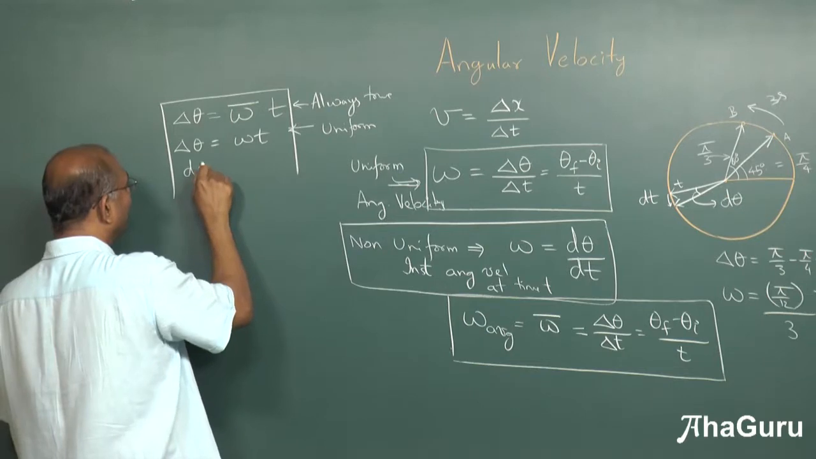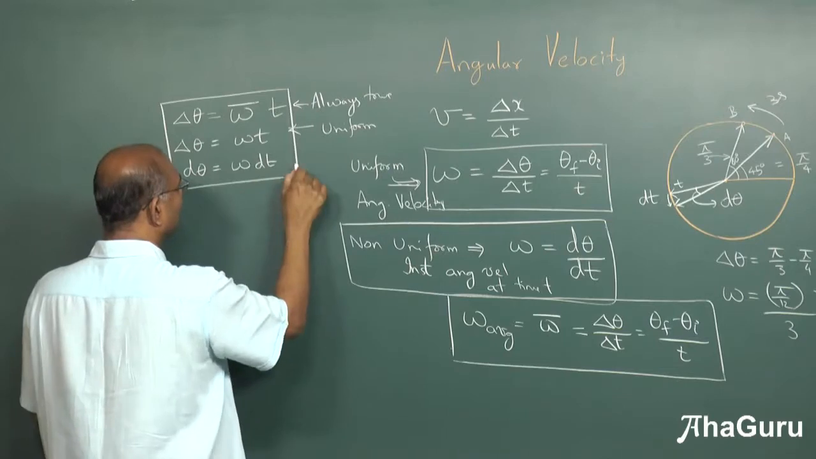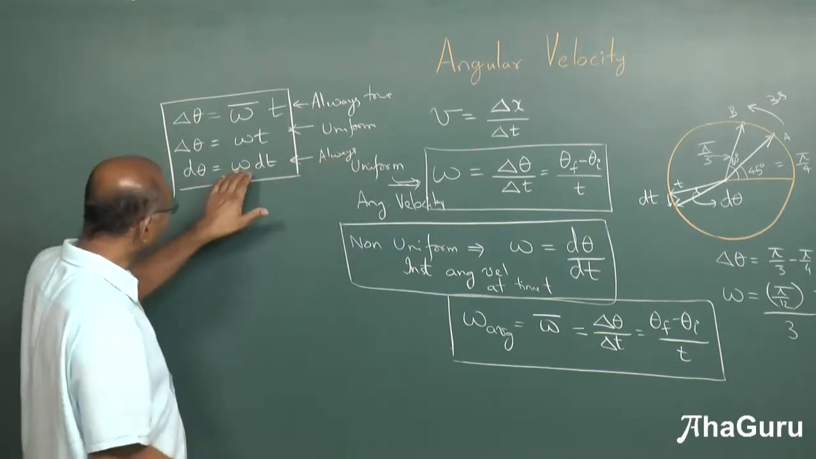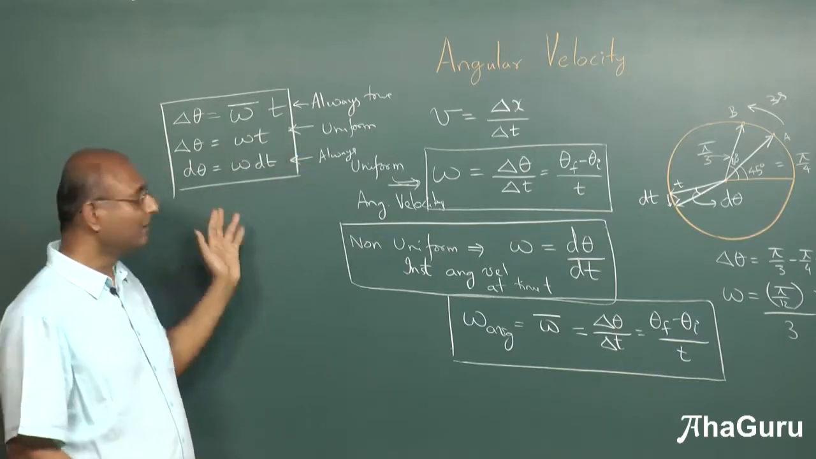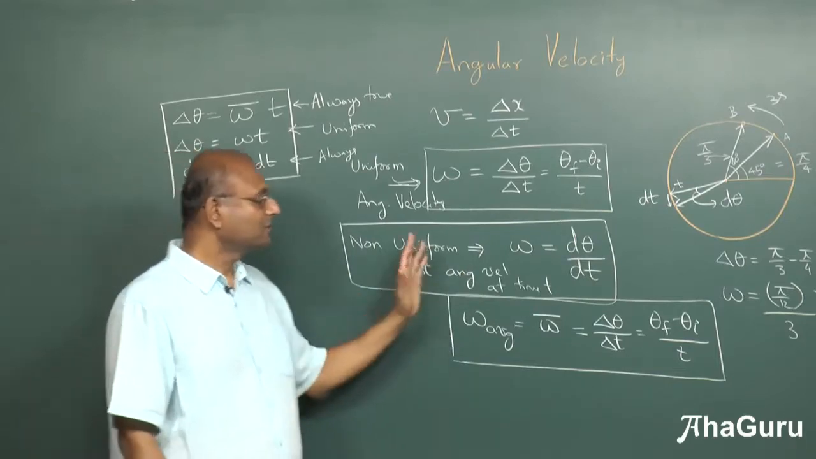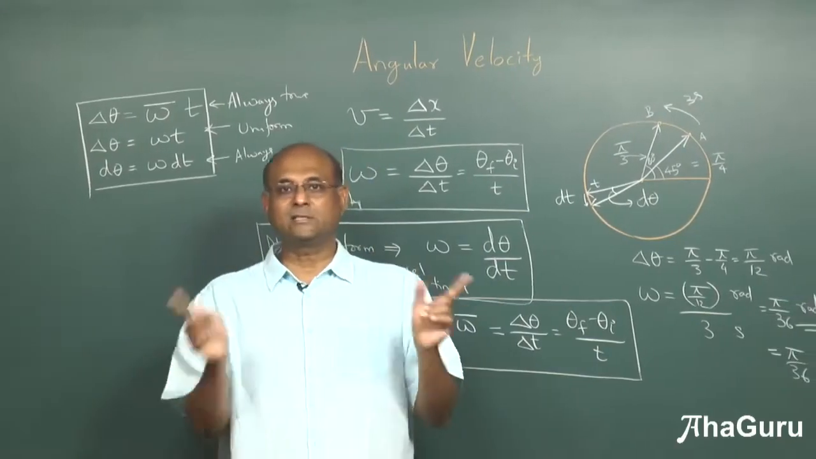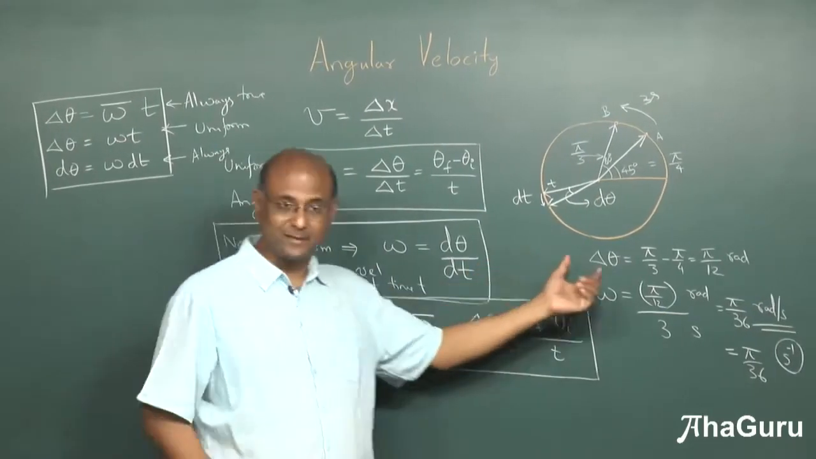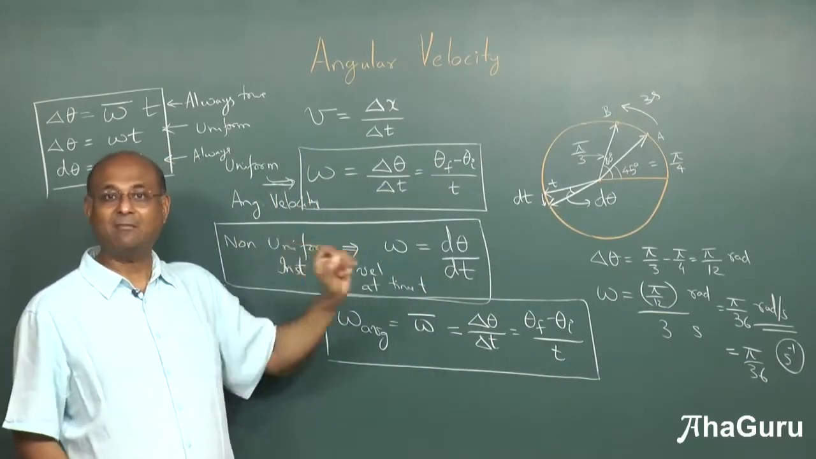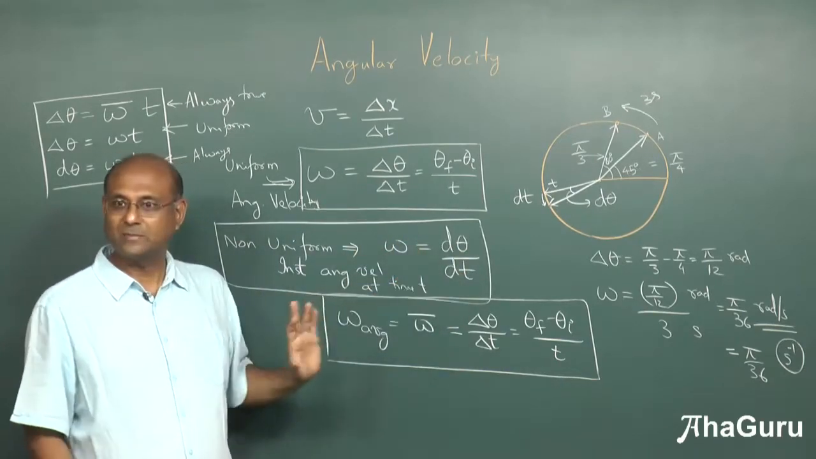If you wanted to write it for non-uniform case, d theta is omega times dt. Now that is also always true. Here what we are doing is we are starting with omega and finding angle. In this case we are starting with angle and finding omega. So that's the only difference. So I hope this is clear. Angular velocity is final minus initial angular position, which is angular displacement, divided by the time interval, gives you the average angular velocity. Instantaneous angular velocity would be d theta by dt. So I hope that is clear.